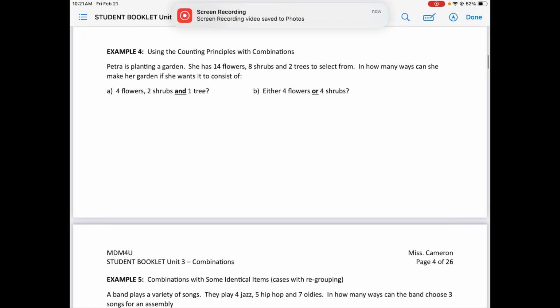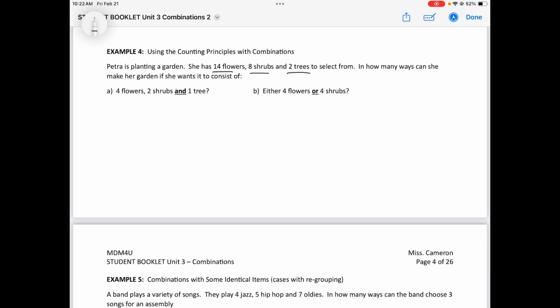Okay, let's take a look at an example where we use different cases. Petra is planting a garden. She has 14 flowers, 8 shrubs, 2 trees to select from. How many ways can she make her garden if she wants it to consist of 4 flowers, 2 shrubs, 1 tree? So this is one combination. Simply, we have 14 flowers, we're going to choose 4 of them. We have 8 shrubs, we're going to choose 2 of them. And we have 2 trees, we're going to choose 1 of them.